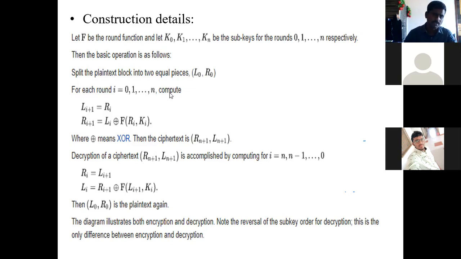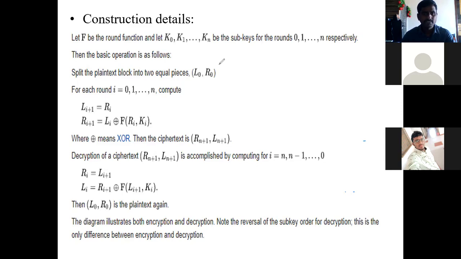In the encryption process, as I told you, we'll split the plain text into two equal pieces, mentioned here as L0 and R0. Now we have to perform the computation in each round: 0, 1, 2, 3, and so on up to n rounds. Mathematically it is represented as L(i+1) = R(i).